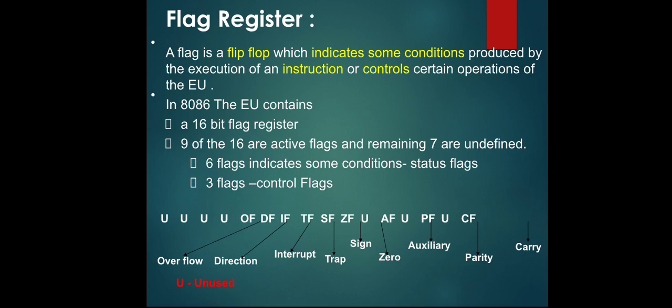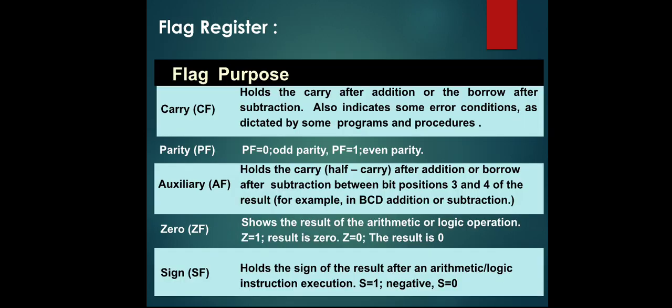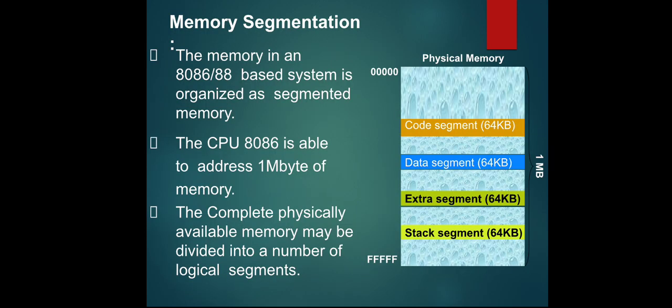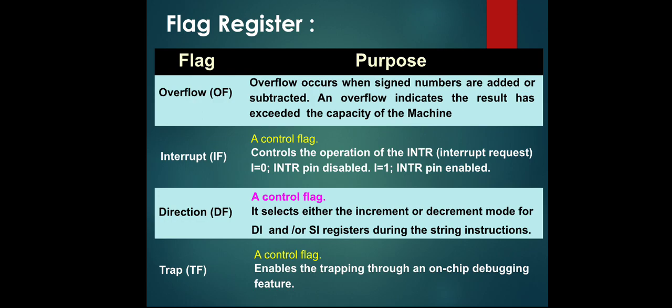The last control flag we have in the 8086 processor is the directional flag. Especially in string programs, this directional flag is going to be set or reset depending upon our requirement. So these are all the flag register explanations that we have discussed.